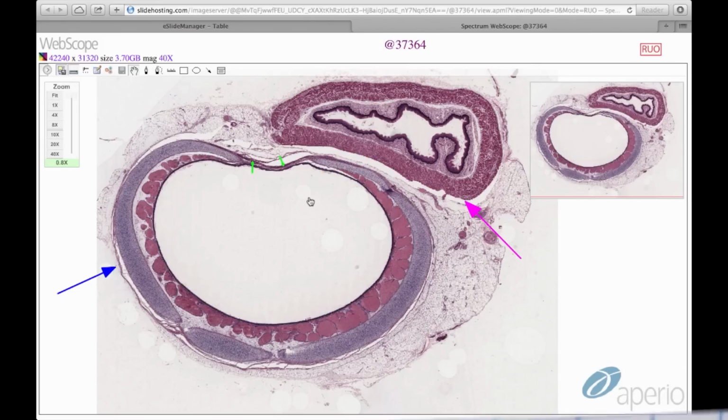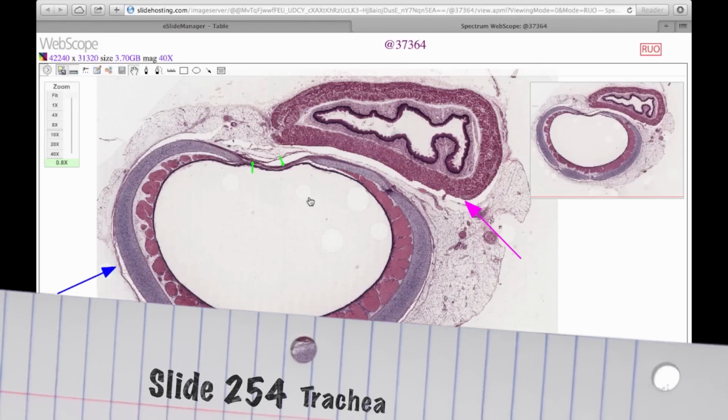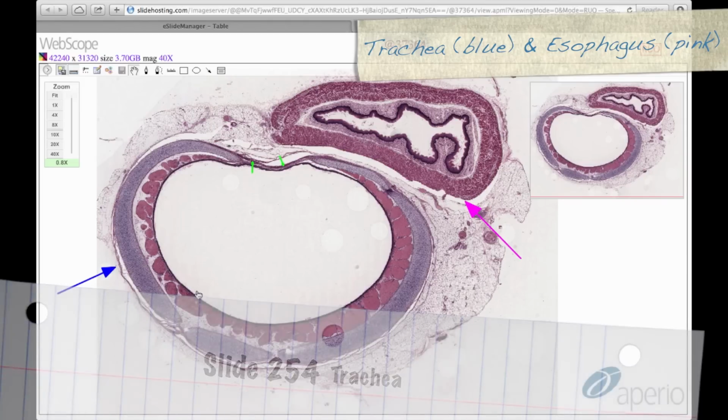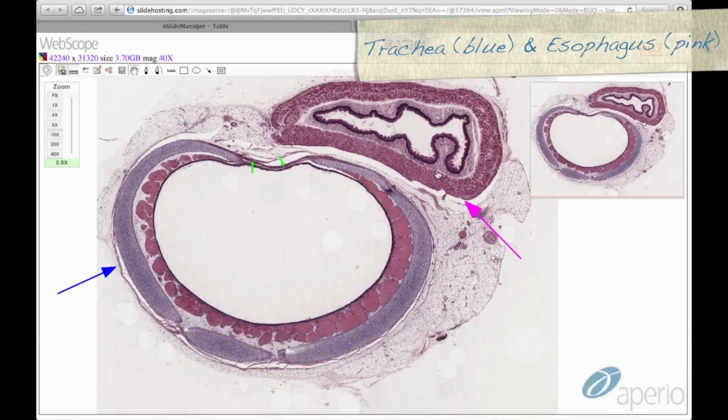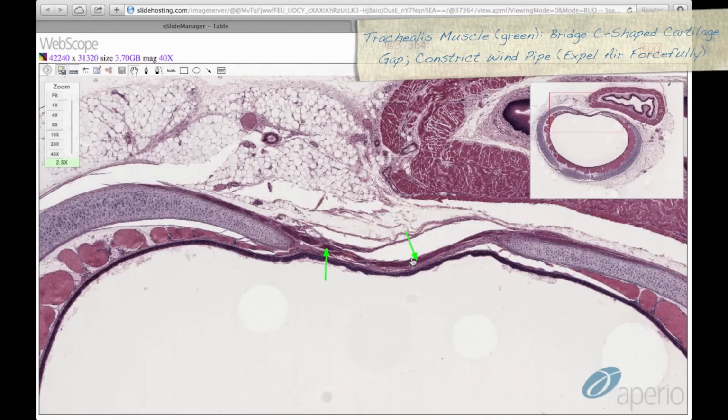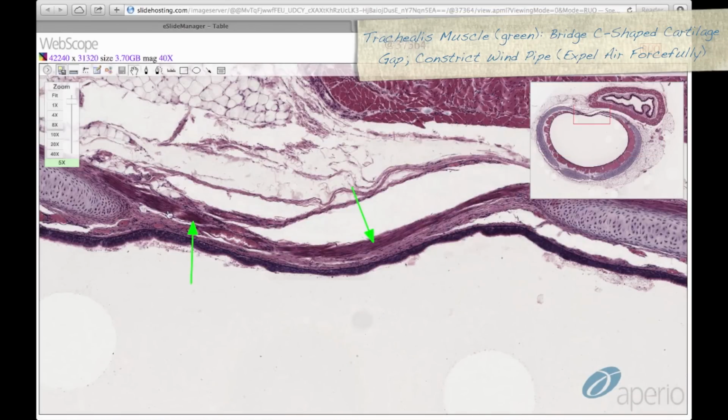Let's take a quick glance at slide 254, which is another section stained with H&E of the trachea indicated by the blue arrow and the adjacent esophagus indicated by the pink arrow. In this slide, we're going to look at the trachealis muscle. The green arrows indicate the smooth muscle fibers of the trachealis muscle that bridge the gap of the C-shaped cartilages. The primary function of the trachealis is to constrict the windpipe, allowing air to be expelled with more force.